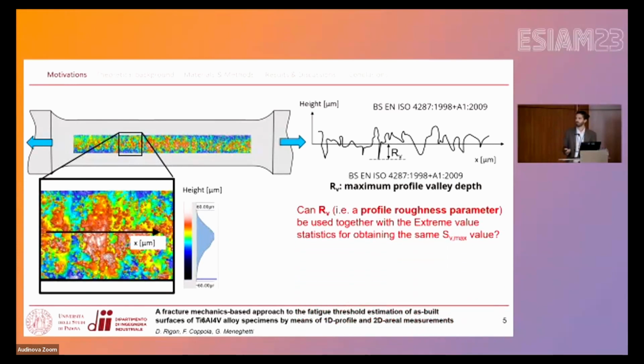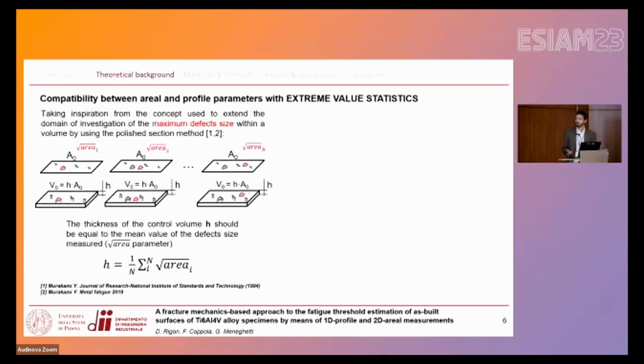So here is the question that we want to answer: whether this parameter can be used together with extreme value statistics for obtaining the same Sv max as by using areal measurements. So the trick is this one. We take inspiration from the method of the polished sections for estimating the maximum defect size within a volume proposed by Murakami. Here we have the two references in which this method is explained.